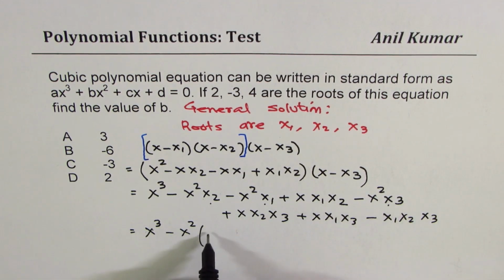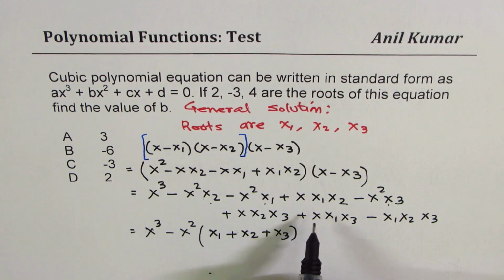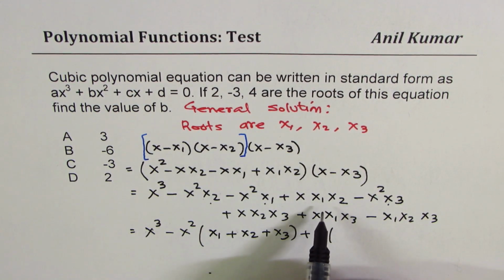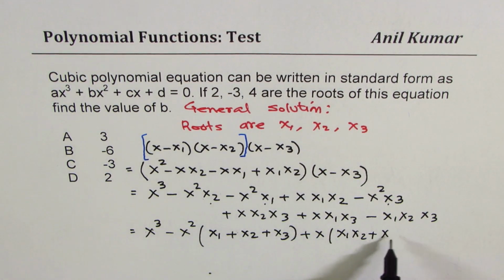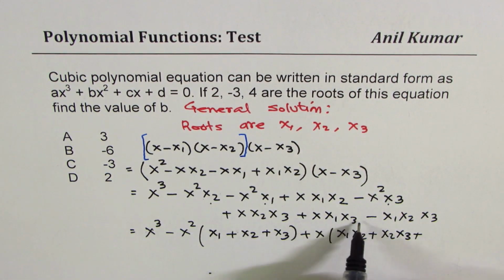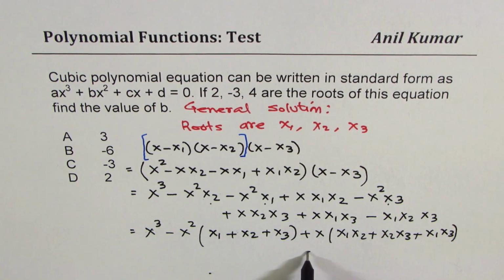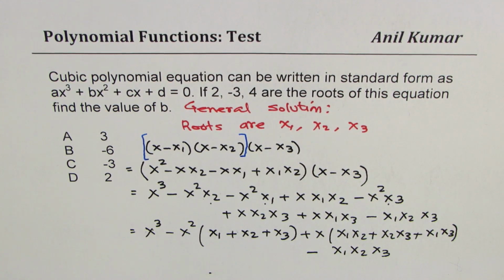Let me write them in order. It could be written as x1 plus x2 plus x3. And then we have the product with x. If x is common, then we get x1 x2 plus x2 x3 plus x1 x3. And the last term is minus x1 x2 x3, correct? Now that is a general expression for any given roots. So we have taken these 3 real roots.